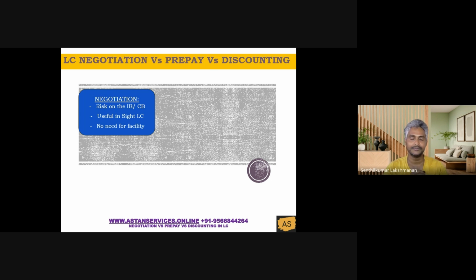Why, I'll explain with the sight LC under honor. As a nominated bank, once you find the documents are clean, if it is a sight honor LC, you need to make the payment. In order to make the payment on sight, to make this effective, you need to ideally have the issuing bank's account maintained with you so that you can debit the issuing bank's account on day one and make the payment to the beneficiary on day one itself.